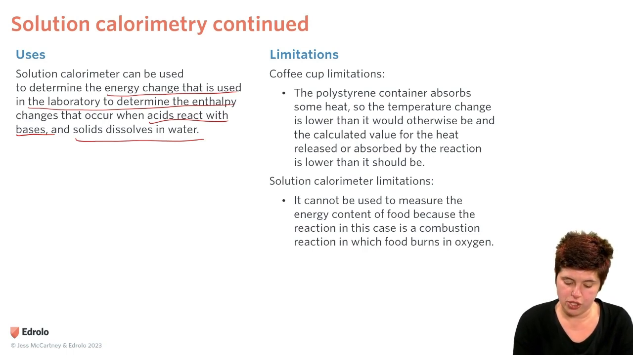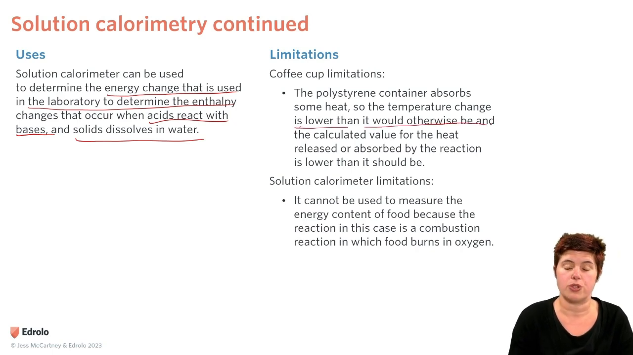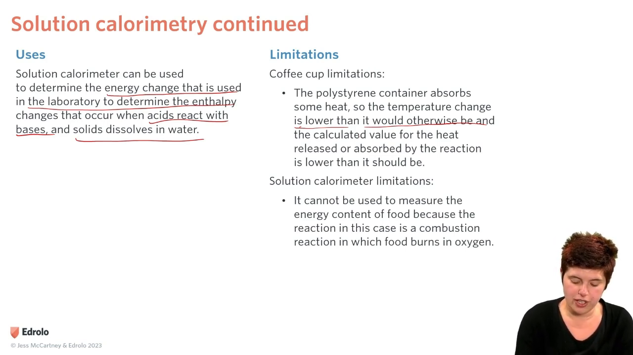The temperature change is lower if it does absorb. So if it's been used quite a few times, it can start to absorb that. If it's quite an old solution calorimeter, it can start to absorb some of the energy, and therefore the calculated value released or absorbed will be lower.